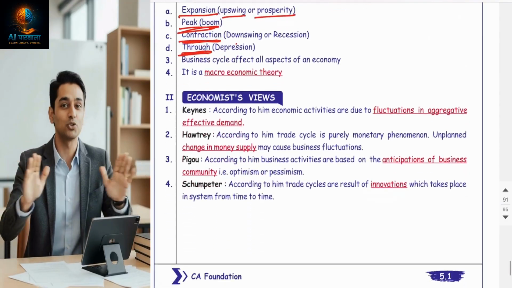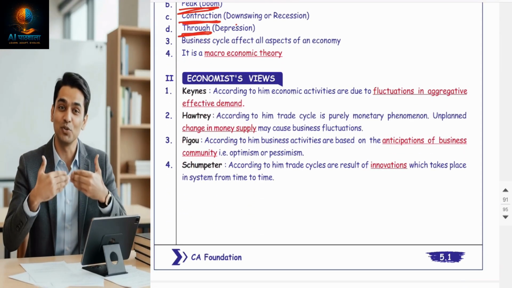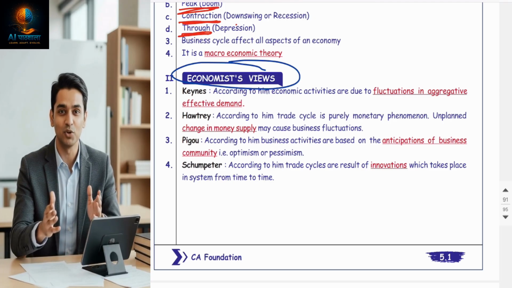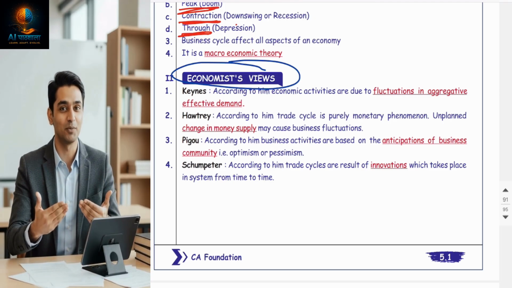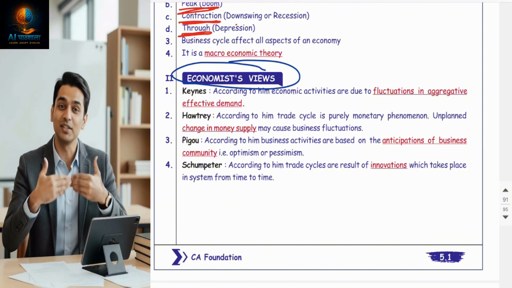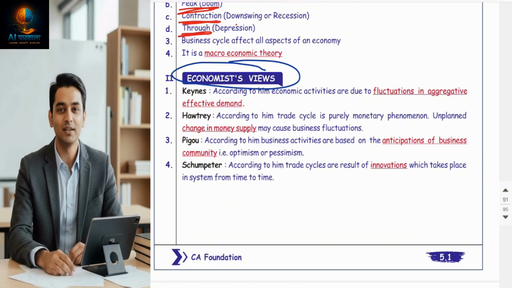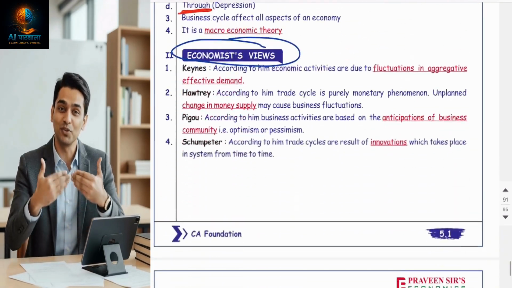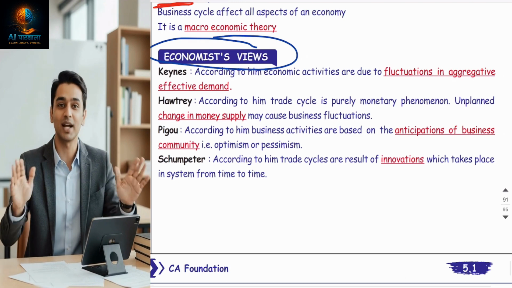Okay. Now the next point is, what are the economists' views? Different economists explain the causes of the business cycle differently. Guys, there are four economists, and all four have given different reasons for why there are ups and downs in the growth of the country, that is, the economic cycle.